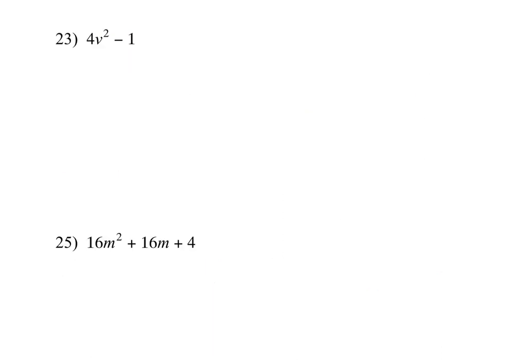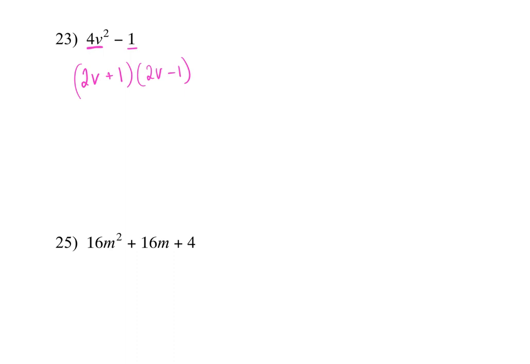Anytime you have two terms that are subtracted, you want to look for a special case. Is this a perfect square? Yes. The square root of 4v squared is 2v. 1 is always a perfect root. The square root of 1 is 1. When it's two terms being subtracted, it's going to end up being plus and minus. So 2v plus 1, 2v minus 1.